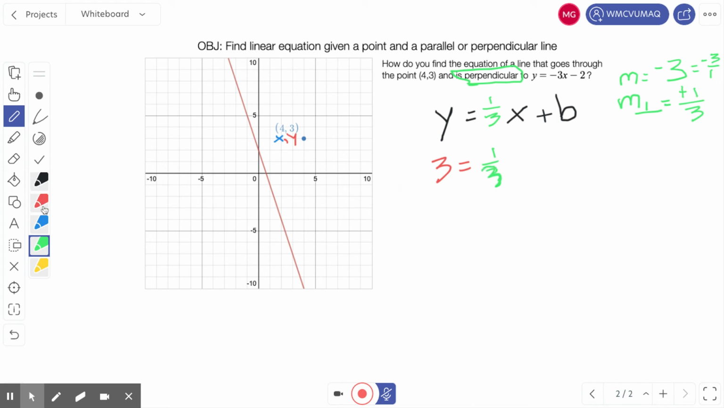The x value we determined was 4 of the point, and our y-intercept is unknown. So, first, let's multiply these. 4 times 1/3 is 4/3 plus b equals 3. Now, we have to subtract 4/3 from each side.